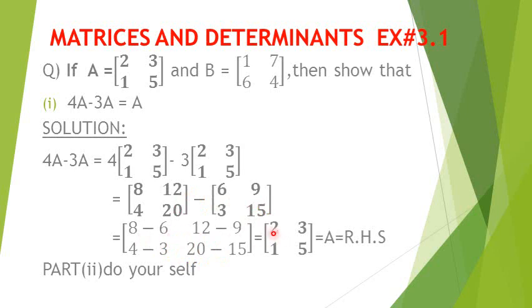And 8 minus 6 is 2, then 3, 1, 5. You can see that this is matrix A and we have proved that this thing is equal to A. So part 2 please do yourself, because I repeat again and again one quotation of maths: if you want to learn maths, please do the maths.